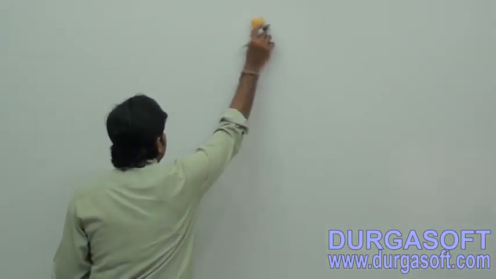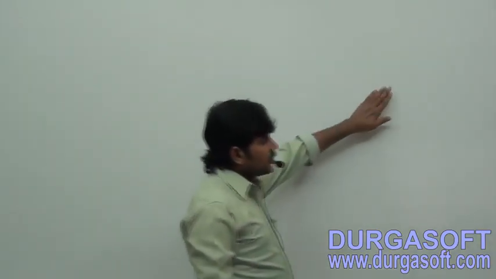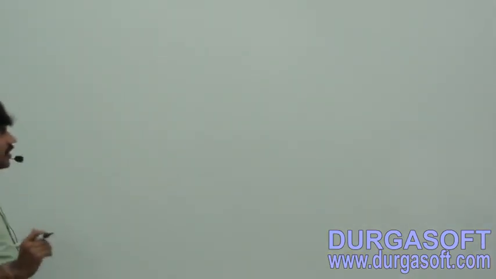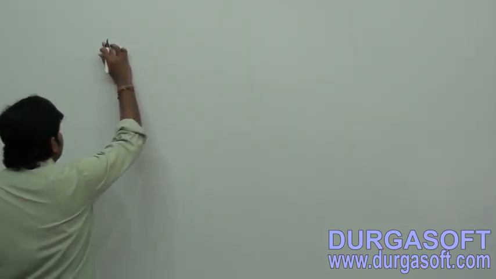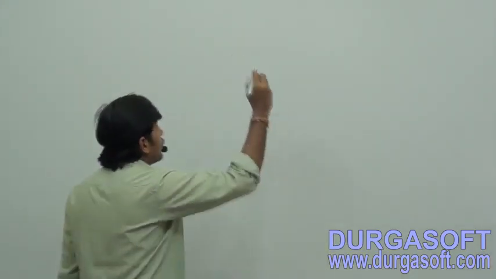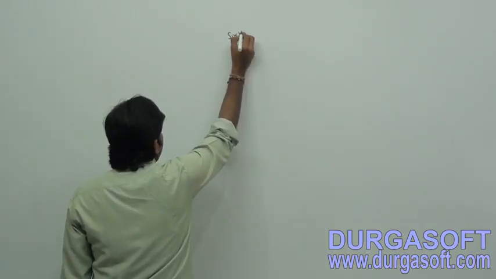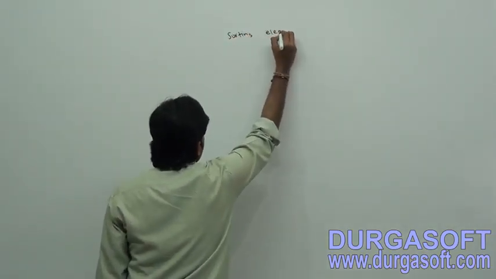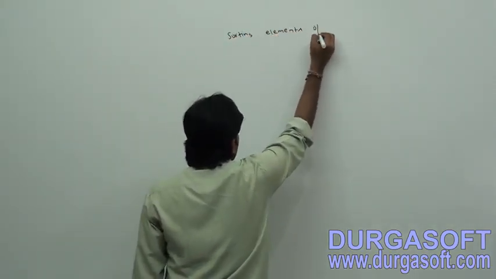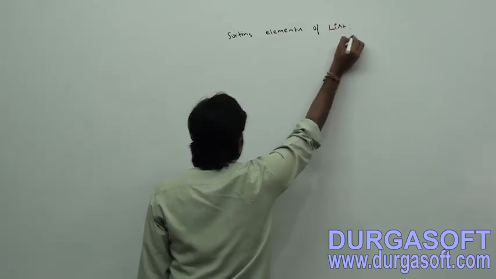Now the first point, make sure you are aware of the first terminology clearly. What is the first point here? Listen, very important. I want to sort elements of a list. What are the various options? Keep a subheading: sorting elements of list.